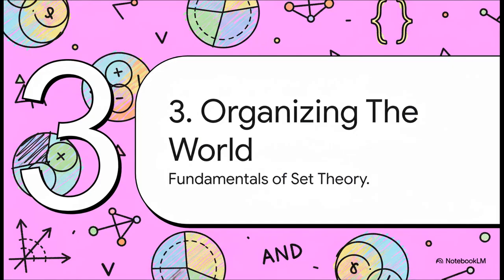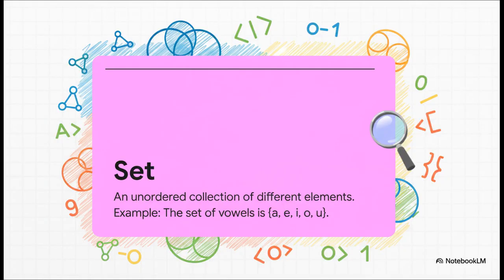Okay, so we've got rules for figuring out the truth. But the truth about what? We need a way to organize all the things we're actually talking about. And that, my friends, is where the powerful idea of set theory comes into play. A set is one of the simplest yet most fundamental concepts in all of math. Seriously, it's just a collection of distinct items.